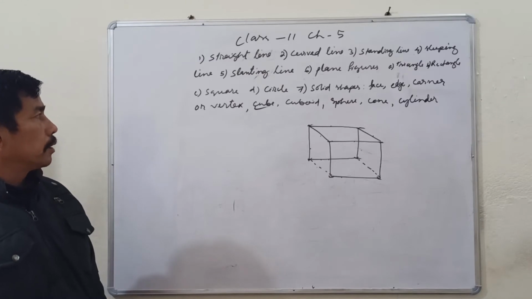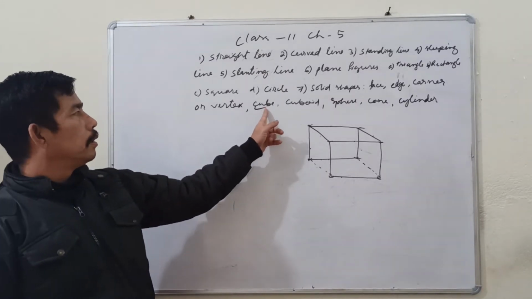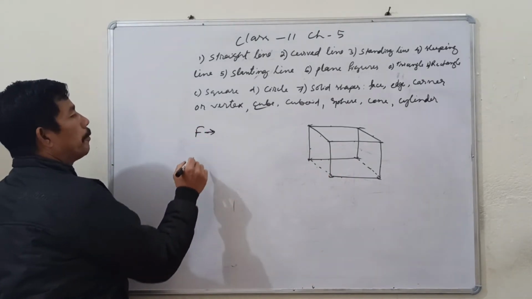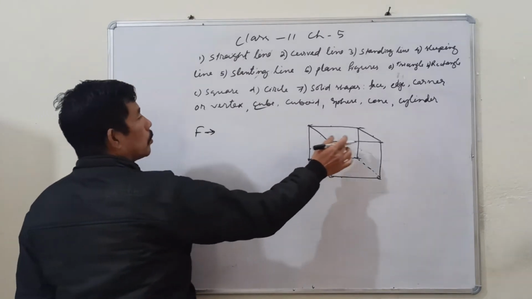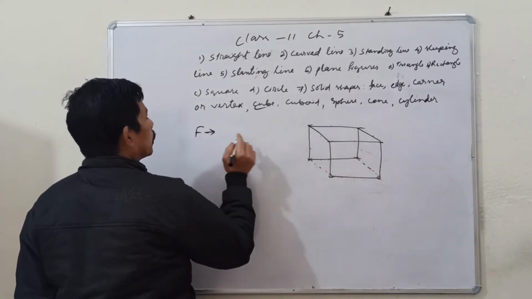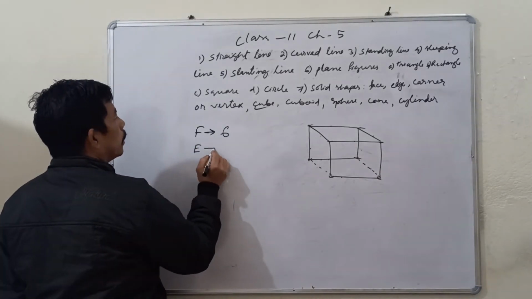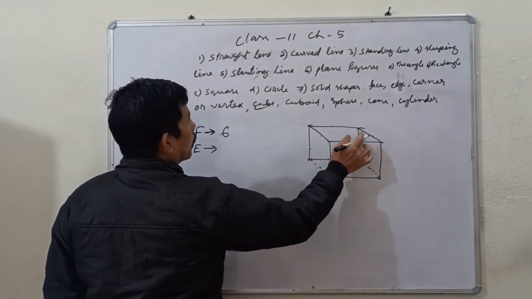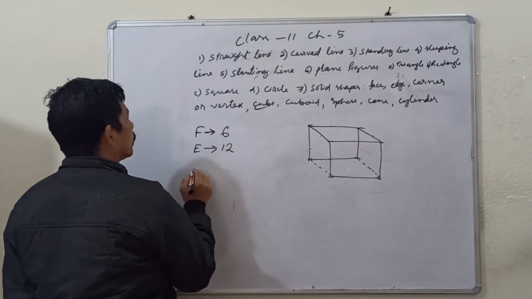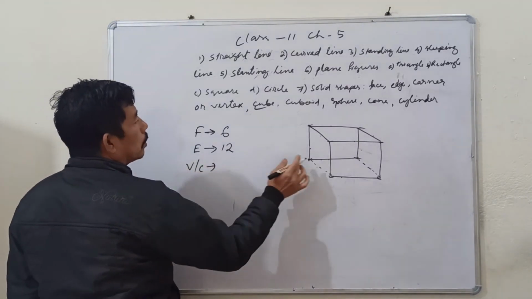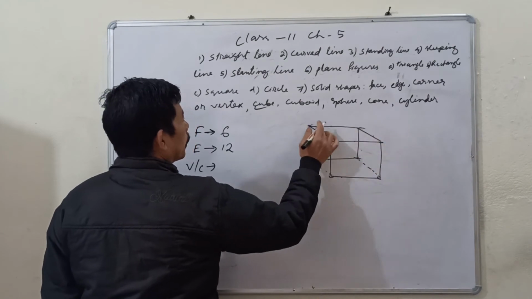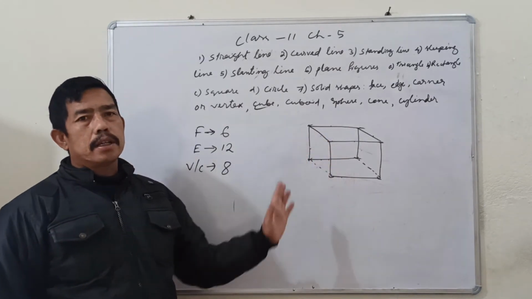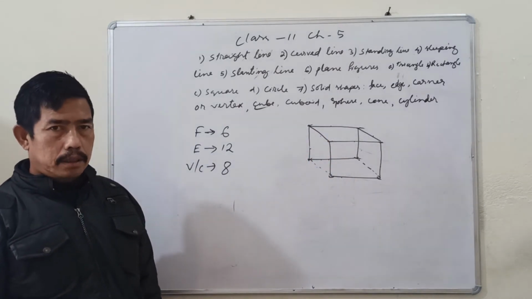Then let's pick up the first solid shape, that is cube. The figure of a cube is shown here. How many faces are there in the case of a cube? 1, 2, 3, 4, 5, 6. There are 6 faces and edges 1, 2, 3, 4, 5, 6, 7, 8, 9, 10, 11, 12. There are 12 edges, and vertices or corners 1, 2, 3, 4, 5, 6, 7, 8. 8 corners are there. And in the case of a cube, all the faces are the same in shape and size.